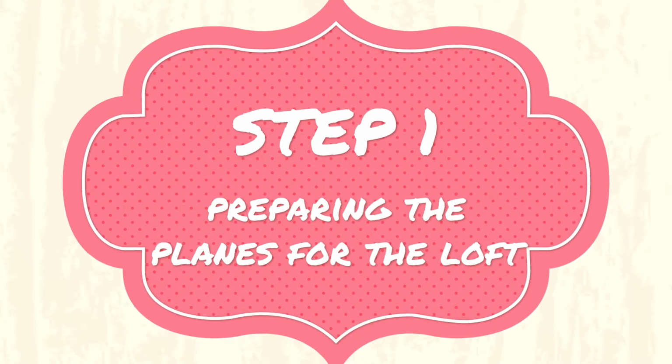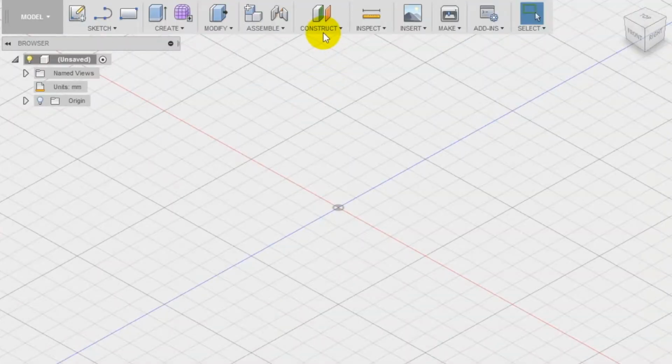Step 1. The first thing we need to do to create this project is prepare the sketches and the planes for the loft. The loft tool is a super useful tool to create particular shapes. The loft merges in an organic transition two or more sketches on different planes. So the first step consists in preparing the planes.